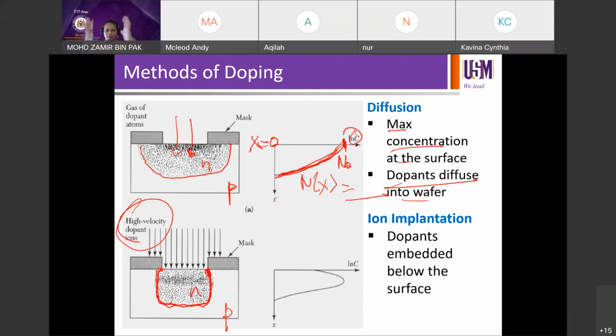It's more in control, and narrower, because you are bombarding a specific location into the wafer. Dopants are embedded below the surface due to the high energy of the process. They are bombarded and embedded, and as a result you will not have a peak concentration at the surface because of the nature of the process. They can peak at some depth into the silicon, say x equals x1, for example. So the profile is slightly different, more in control and narrower. That's the difference.